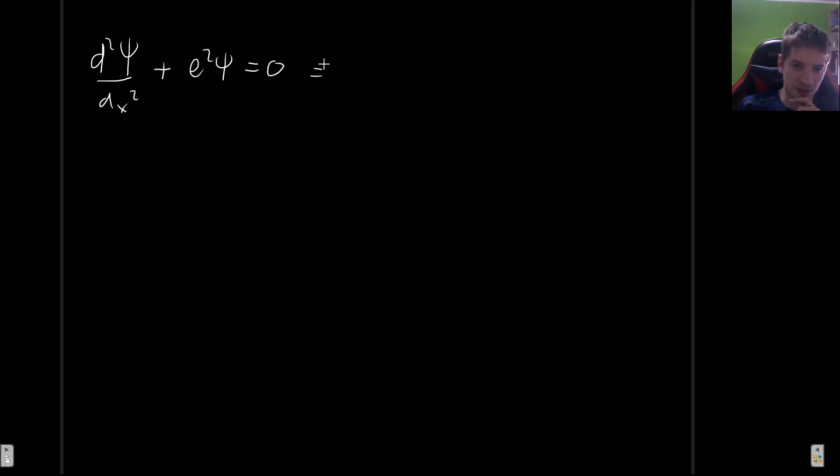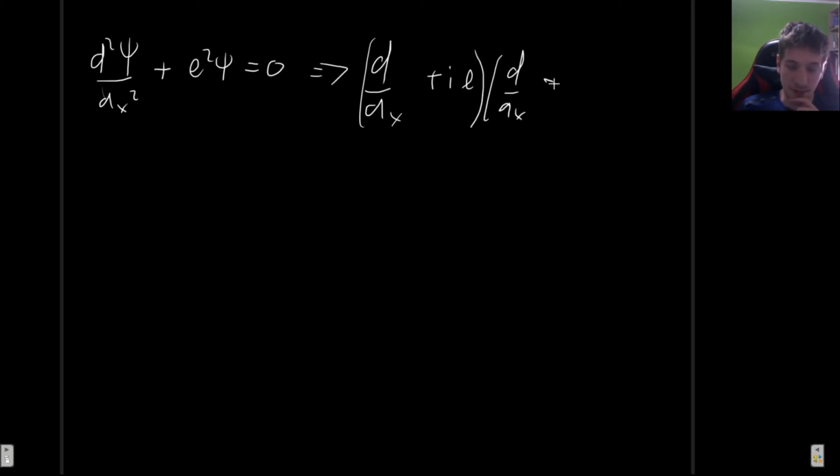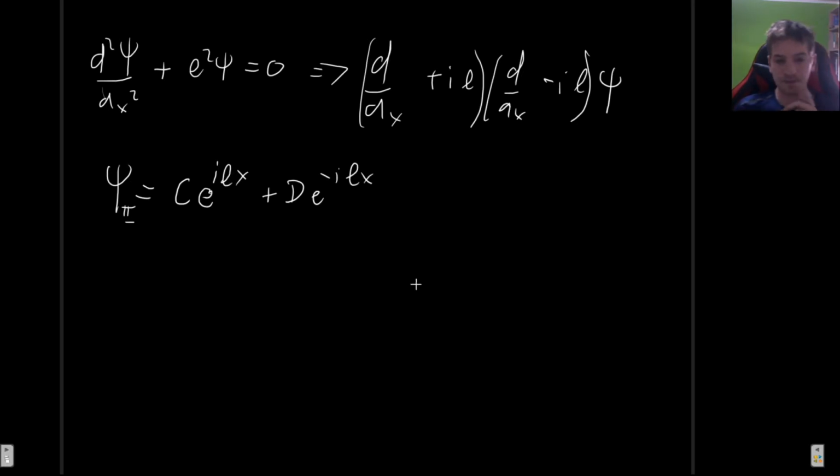And actually we have seen equations of this form before. You can just factor it out as follows. It's going to be d/dx plus iL, times d/dx minus iL, acting on psi. So the solutions here will be psi in the second region will be C times e to the iLx plus D e to the minus iLx.